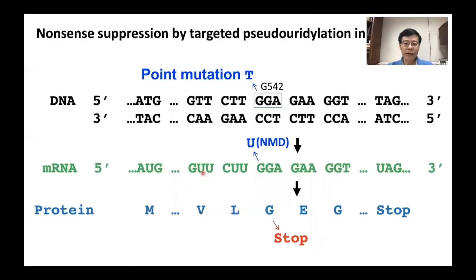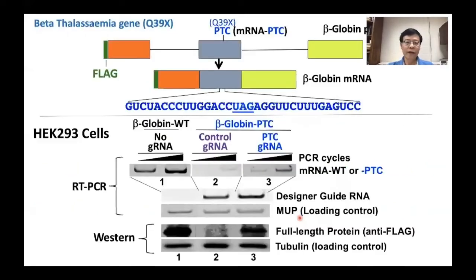Okay, so again, according to the sequence of the messenger RNA, we can design a guide RNA targeting this uridine to convert it into Cdu, and then block NMD and allow the ribosome to go through to restore the full-length protein production. And here are the experiments that we did.